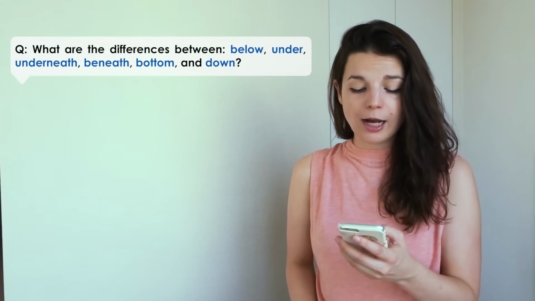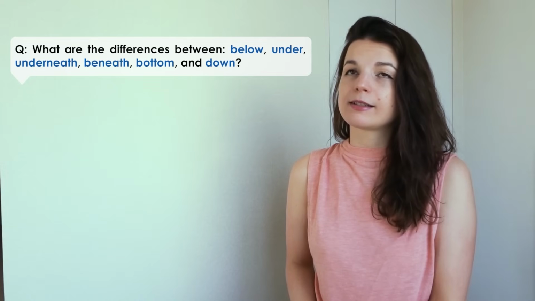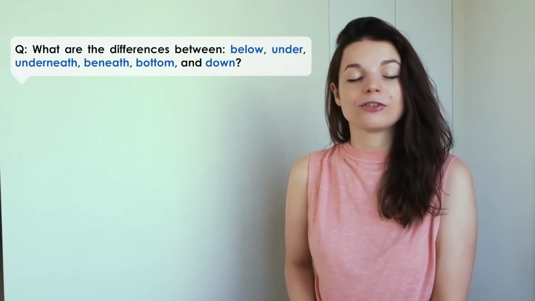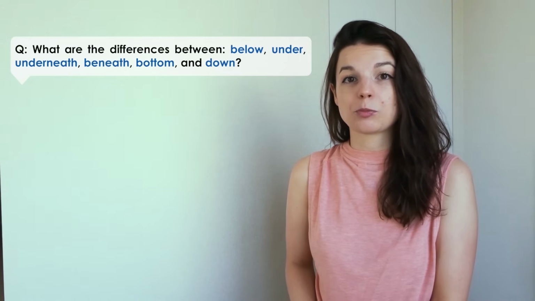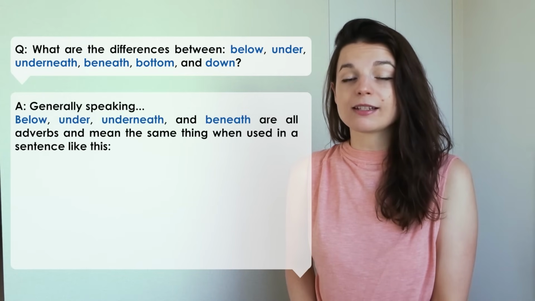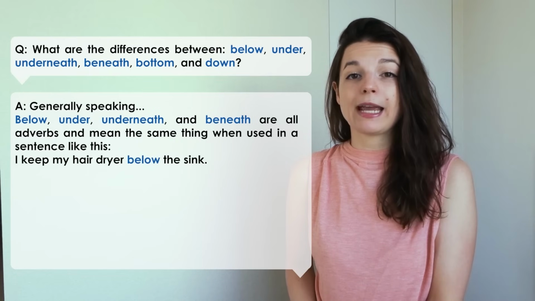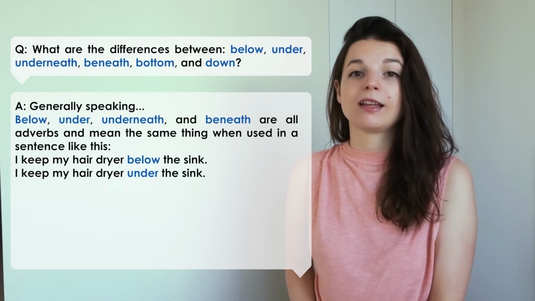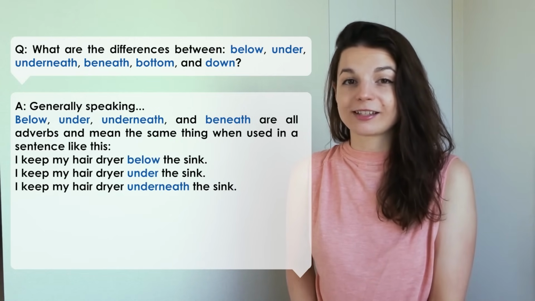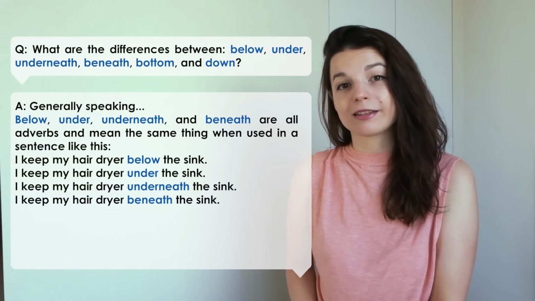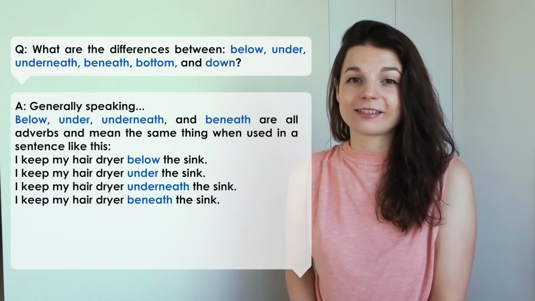Nice, okay. There may be some differences depending on the situation, but generally speaking, let's look at the first 4 examples you presented. We can use all of these adverbs in the same way. Let's take a look at some examples. I keep my hairdryer below the sink. I keep my hairdryer under the sink. I keep my hairdryer underneath the sink. I keep my hairdryer beneath the sink. All of these mean exactly the same thing.